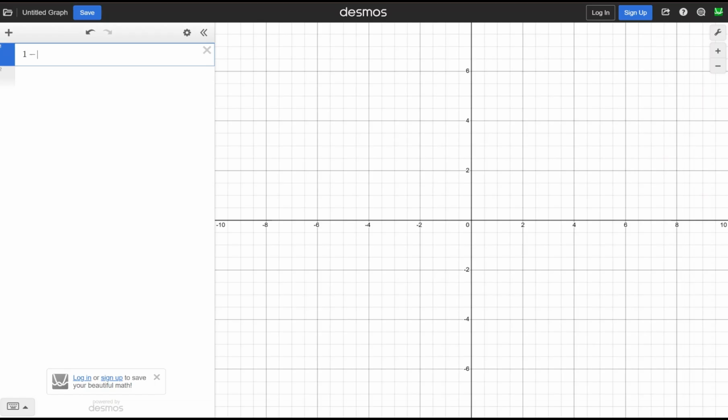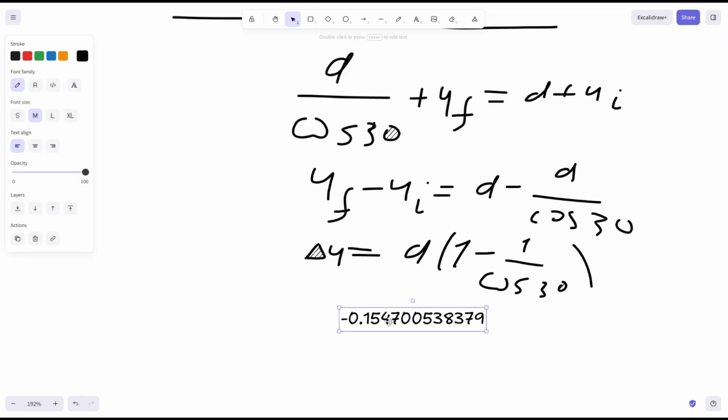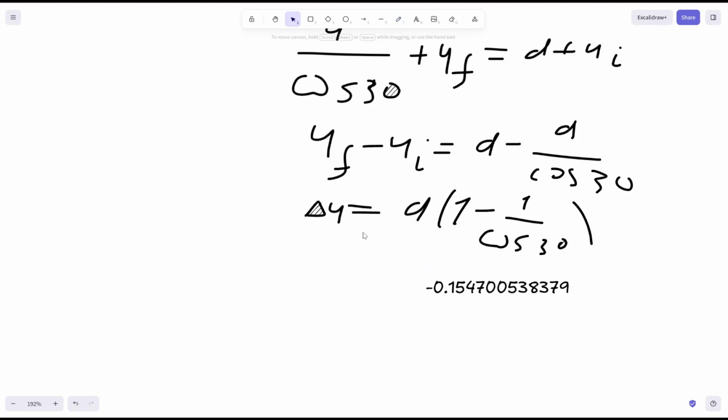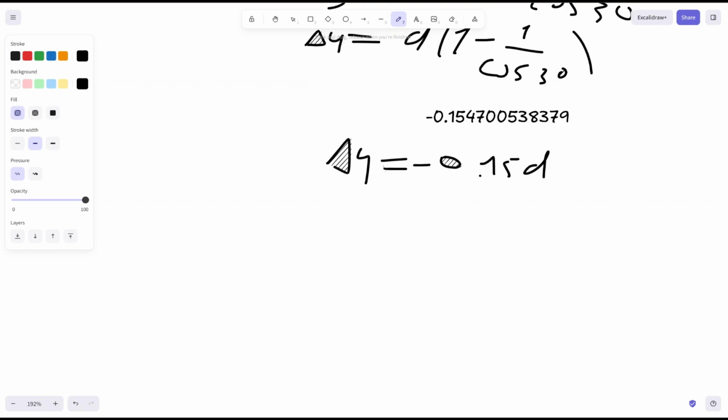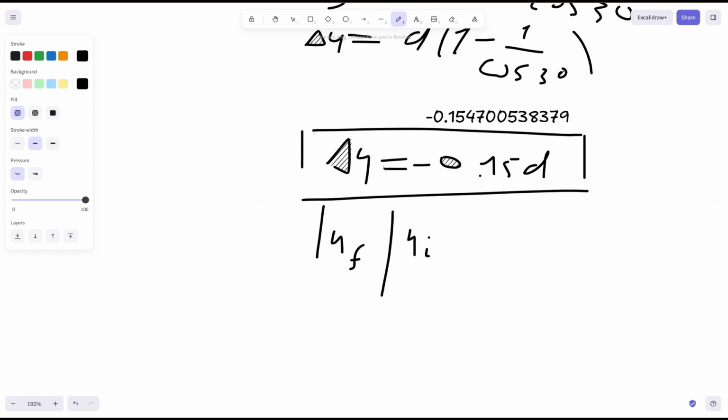All right, so I just loaded Desmos, and let's just do this. So we get negative 0.15, and let's take that. So you might be wondering, why is the answer negative? If you think about it in perspective, right? Let's say this is YF, and this is Y initial. If you subtract these, you're going to get a negative length. And that's why I got a negative length here.